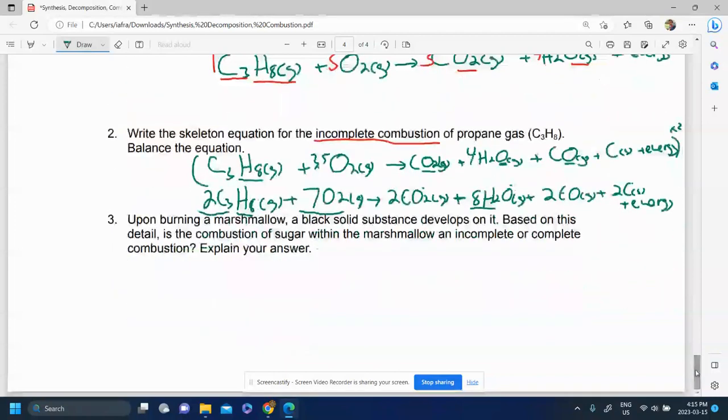The next one is another type of question. If you read it carefully, upon burning a marshmallow, a black solid substance develops on it. Based on this detail, is the combustion of sugar within the marshmallow an incomplete or complete combustion? Explain your answer. So not everyone has burned a marshmallow before.